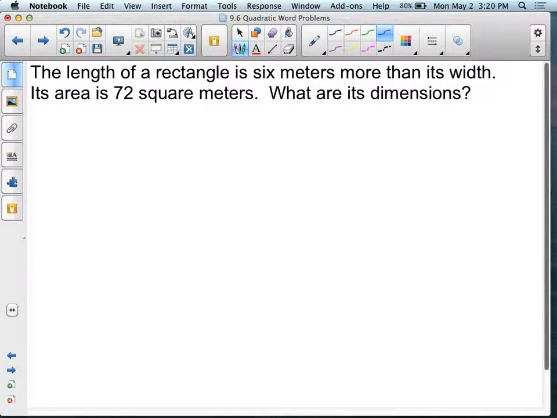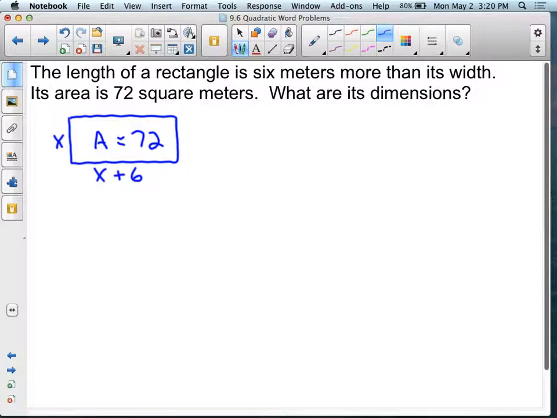So I'm looking at this question. The length is 6 more than the width. Let me draw a picture of what's going on. So the length is 6 more than the width. I don't know how long the width is, so what if I call it x? And then my length is x plus 6. And I'm told that the area is equal to 72.